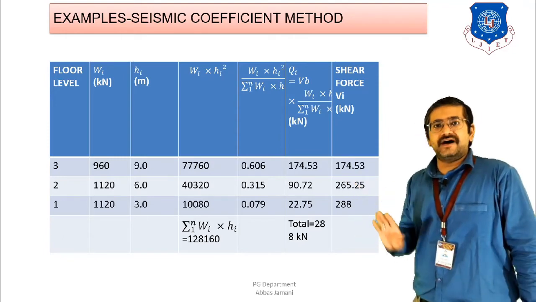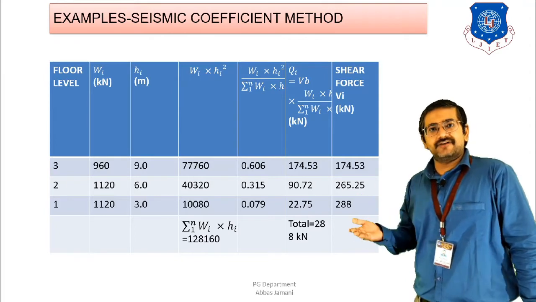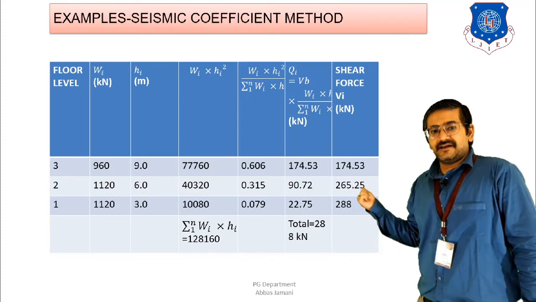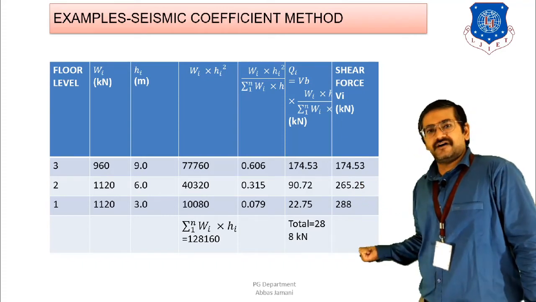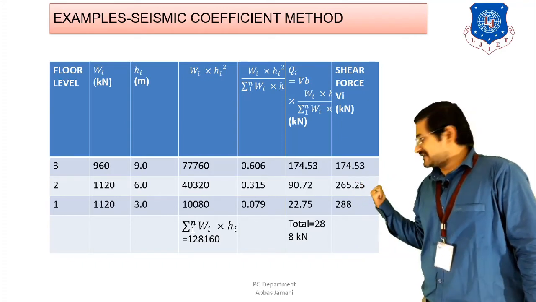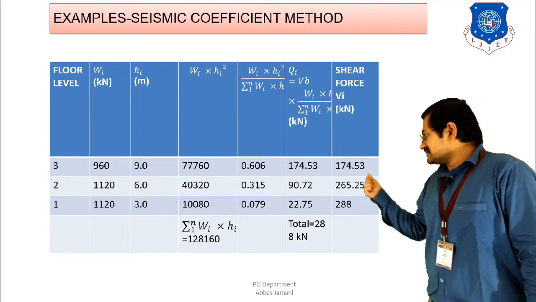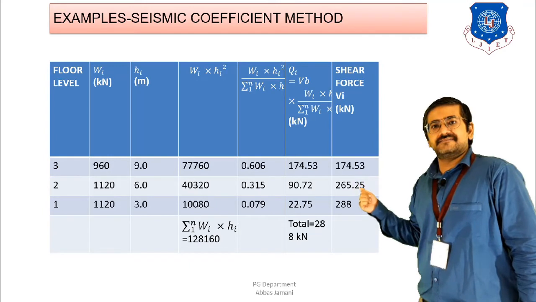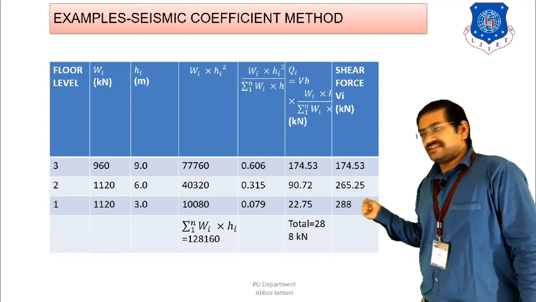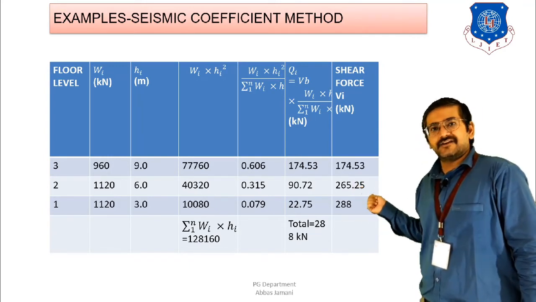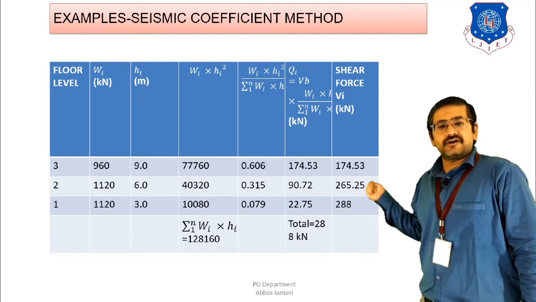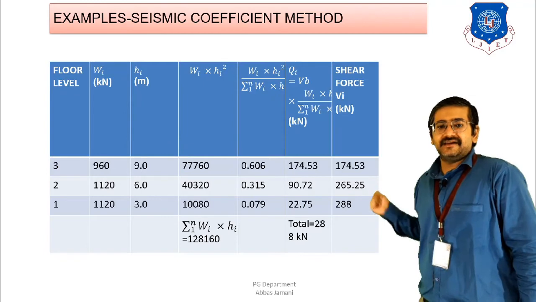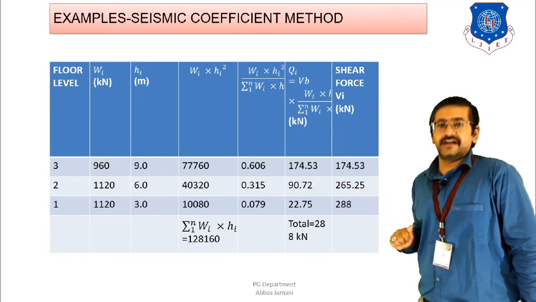So we have Wi and Hi, which means we can calculate Wi into Hi square. We do all of that and take the summation, sigma Wi Hi square, because we need it in the next table. Then we apply the formula Q is equal to Vb into Wi into Hi square divided by sigma Wi into Hi square. When you do that, you get the values of lateral loads at the individual floor levels for all 3 floors: 174, 90 and 22.